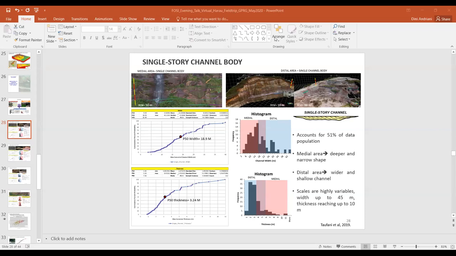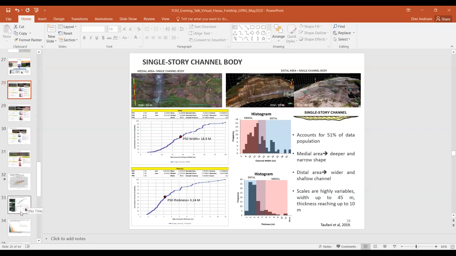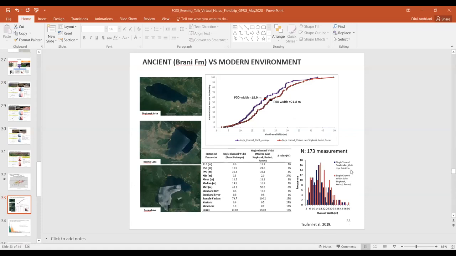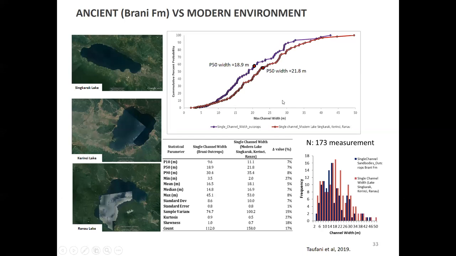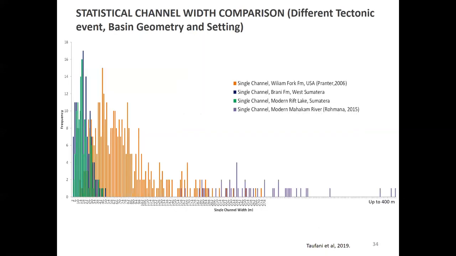It's almost the same when we look at the modern system. Yeah, here. Probably the next slide. This is showing us that the tectonic basin geometry, the basin size, significantly will control the development of the geobodies within the basin itself. So if you look here, we have the Brani Formation, and the single channel is very narrow. If you compare with the Willwood Formation in the US, this is a foreland basin actually, and this is the syn-rift system in Sumatra.